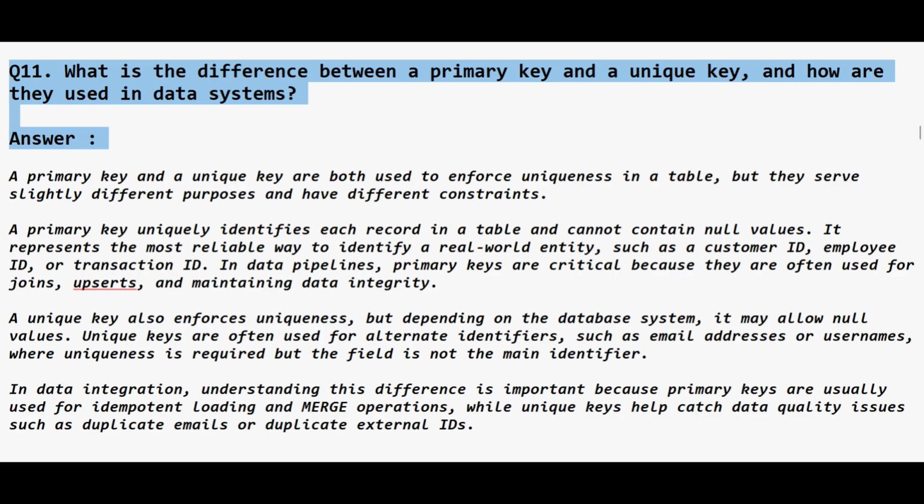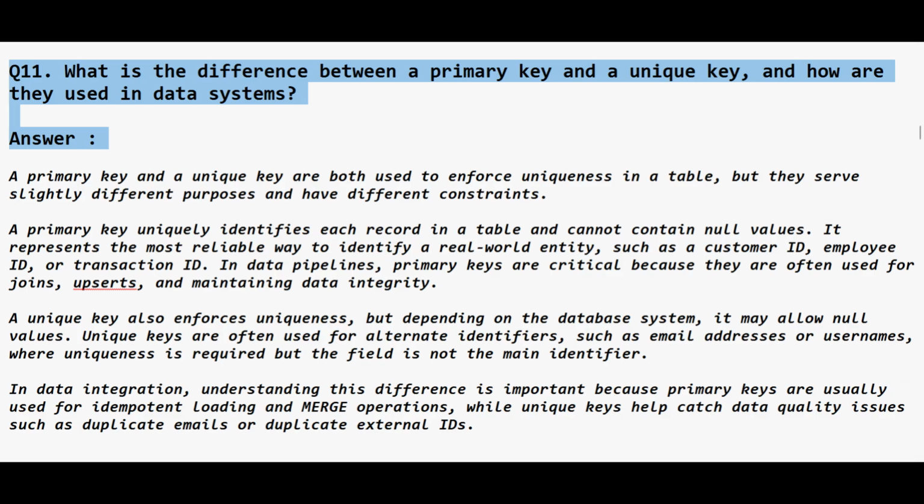Question 11. What is the difference between a primary key and a unique key, and how are they used in data systems? Answer. A primary key and a unique key are both used to enforce uniqueness in a table, but they serve slightly different purposes and have different constraints. A primary key uniquely identifies each record in a table and cannot contain null values. It represents the most reliable way to identify a real-world entity, such as a customer ID, employee ID, or transaction ID. In data pipelines, primary keys are critical because they are often used for joins, upserts, and maintaining data integrity.